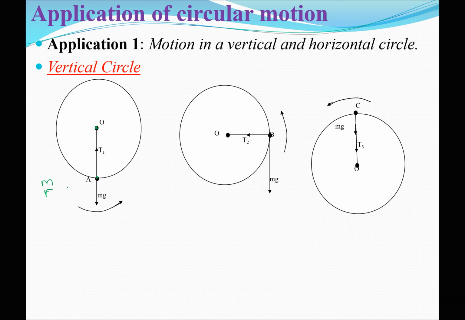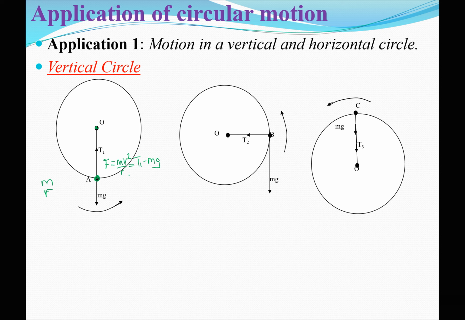Now what happens is that the tension in the string changes depending on the position of the object in the circle. For instance, when the object is in position A at the bottom of the vertical circle, the resultant force F, which causes the centripetal force mv squared over r, is the difference between the tension which acts towards the center and the weight, which is T1 minus mg in that position. So the resultant force when the object is in this position is T1 minus mg.